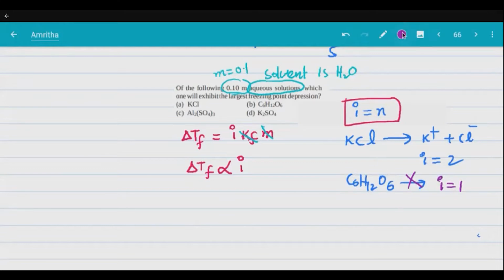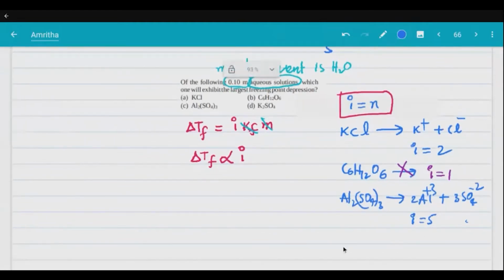Okay, so like that, can you tell me Al2(SO4)3? How many ions are there? 2Al plus 3 plus 3SO4 minus 2. How many ions are there? 2 plus 3. So i is equal to 5 here. Okay. K2SO4. How many ions are there? 2K plus plus SO4 minus 2. How many ions are there? i is equal to 3.